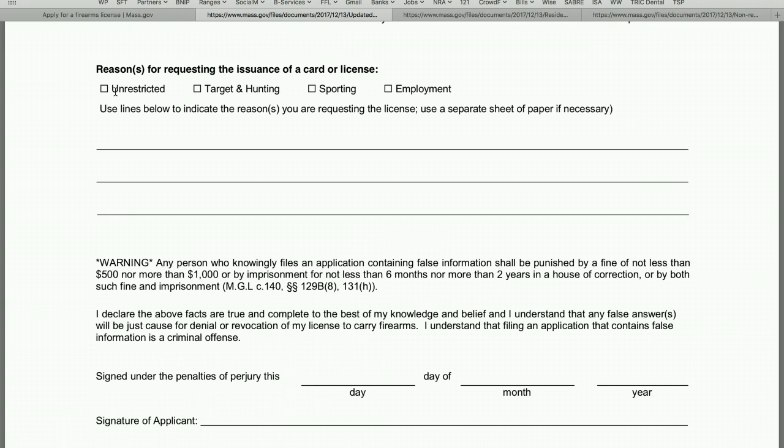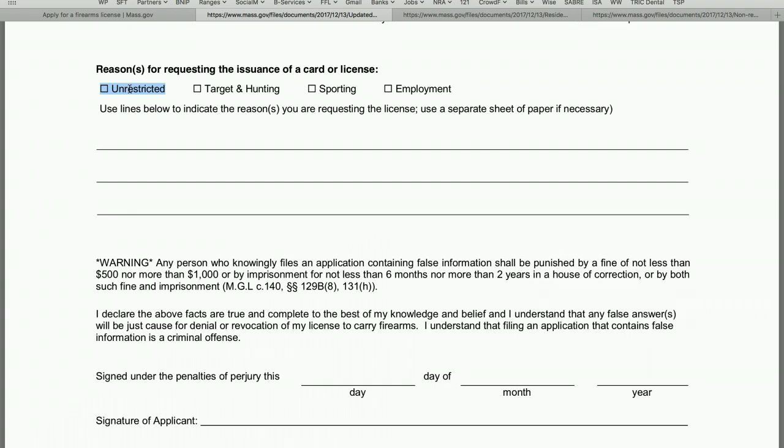Unrestricted will allow you to carry your firearm anywhere you want, as long as it's not federal property or the other prohibited places. But what you want to check off is this unrestricted box right here. So you can carry anytime you want and carry any firearm that's on the Mass roster. Okay, so don't go click any of that stuff. Click on the unrestricted right here.